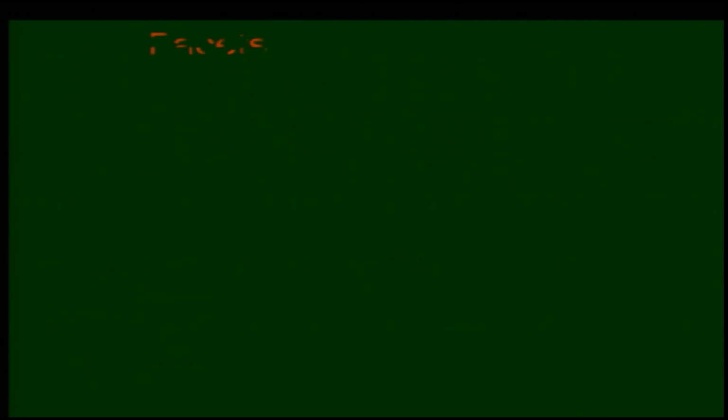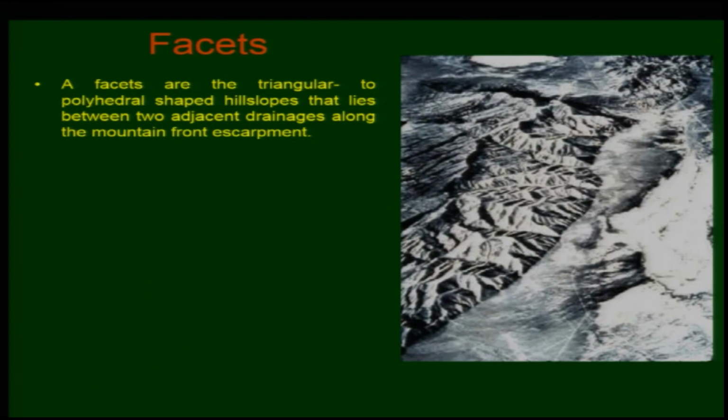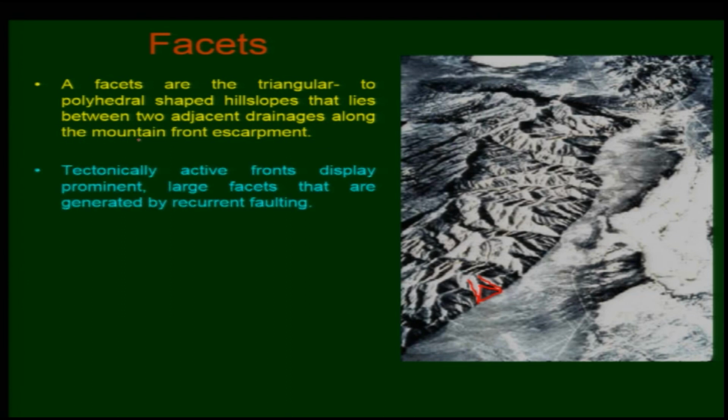Now, faceted spurs, as we discussed, will show very sharp fronts, and the triangular facets which I was showing in the previous slide, the same slide here. So, these are the triangular facets. They are defined as polyhedral shaped hill slopes. So, you have the hill slopes here that lie between two adjacent drainages along the mountain front scarp. So, this is your triangle here, and they are between two adjacent drainages. Okay.